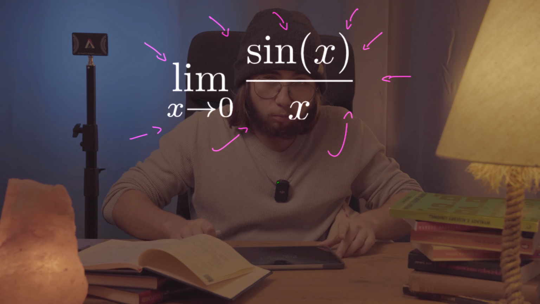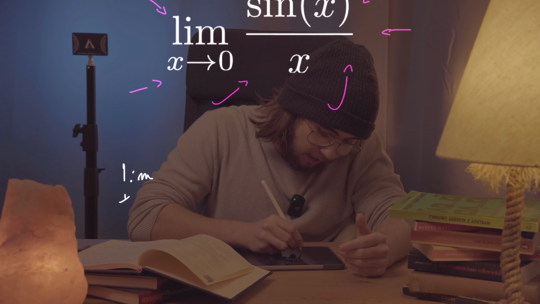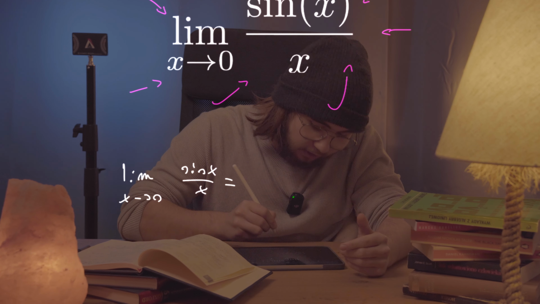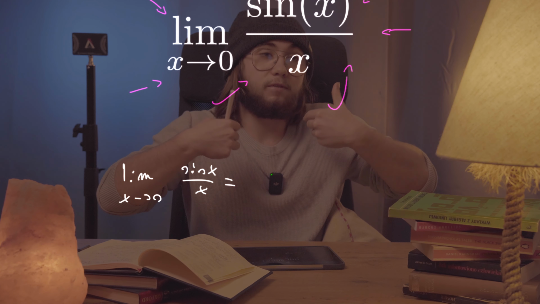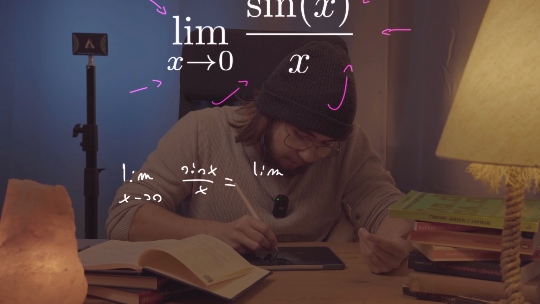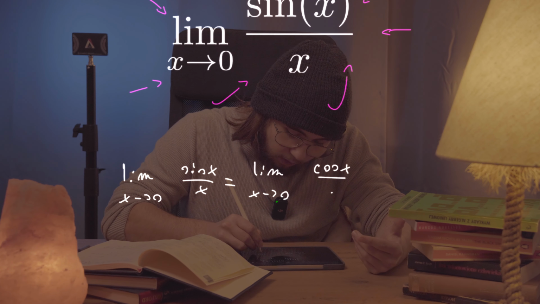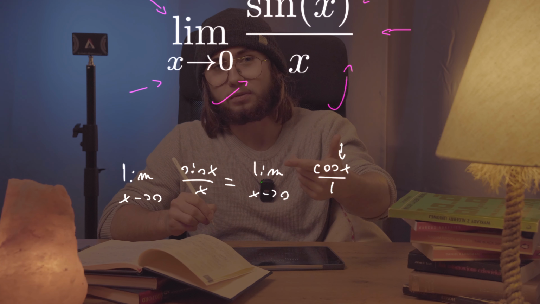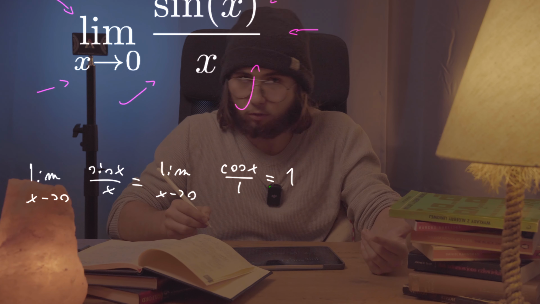Because there would be absolutely no problem for us to just say that this entire limit as x approaches 0 of sine of x all over x is equal to the limit as x approaches 0 of the derivative of the sine of x all over the derivative of x by L'Hopital's rule. That would give us the limit as x approaches 0 of cosine of x all over 1, and when x approaches 0, cosine of x approaches 1, so that entire thing would be just 1 over 1, which is 1.